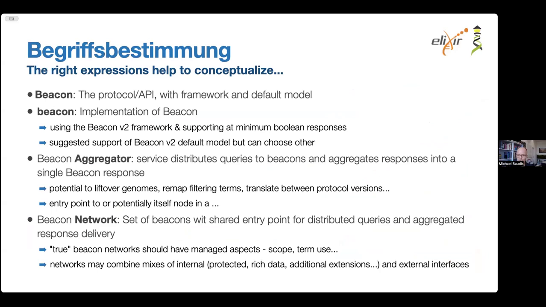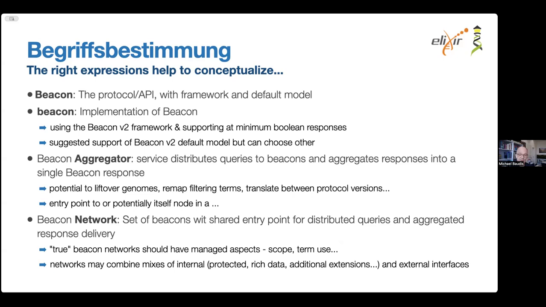Now let's go a bit more into details. So, what is a Beacon? Beacon, capital B, is the protocol API, containing the framework description and the default model, basically the schemas for all of that. A beacon is an implementation of that, which uses the framework and model in its own iteration.